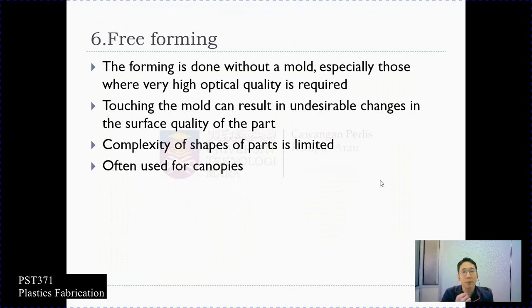6. Okay, we have free forming. This is the simplest method of thermoforming. The free forming is done without a mold. Okay, very unique, dia tak ada mold langsung, especially for those where high optical quality is required. Touching the mold can result in undesirable changes in surface quality of the part. Okay, sebab tu kita nak tak ada mold. Kita nak high optical quality, clarity and surface tu lah semua. And then complexity of shape of the part is limited. Dia tak boleh ada bentuk yang very complex lah. Okay, very common shapes lah. Often used for canopies.